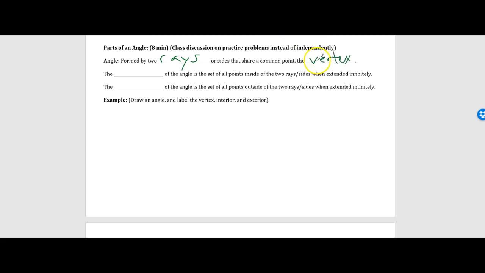So if I draw you an example down here, this vertex is where the two rays meet. It's where their endpoints are. It's going to be an important part of the angle to identify. And then you have your two sides of the angle.